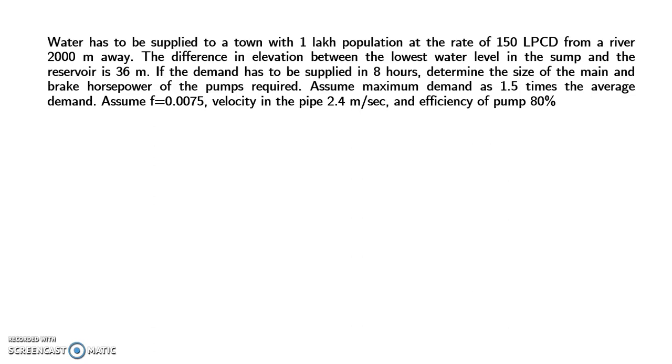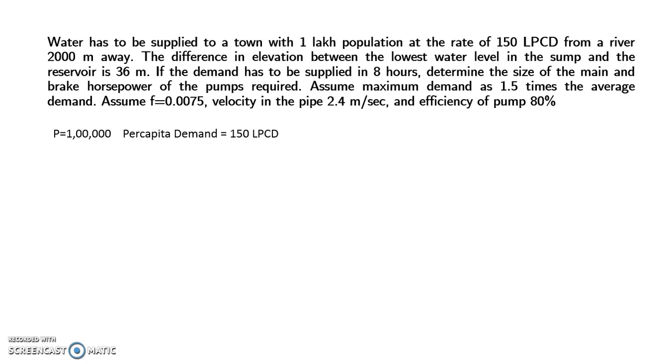And to calculate the head losses, the major head loss specifically, we can make use of F. F equal to 0.0075. F is the coefficient of friction here. And velocity to calculate the diameter is 2.4 meter per second, and efficiency, which is required while you calculate the brake horsepower, is 80 percentage. Now with this, let us proceed with the solution part.